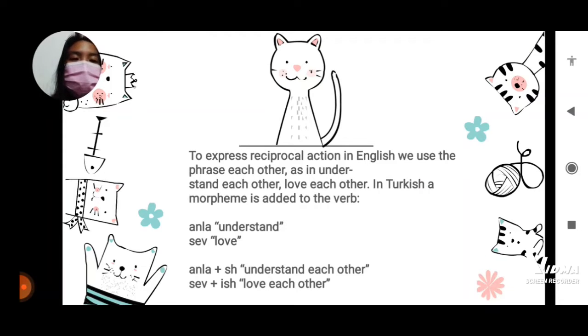To express reciprocal action in English, we use the phrase each other as in understand each other, love each other. In Turkish, a morpheme is added to the verb. Anla means understand and sev means love. Anla plus sh or anlash means understand each other, and sev plus ish or sevish means love each other.